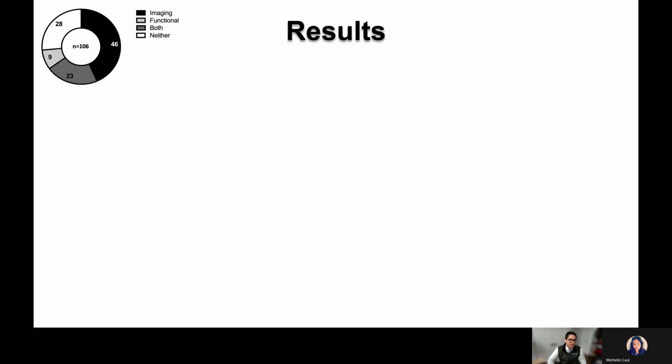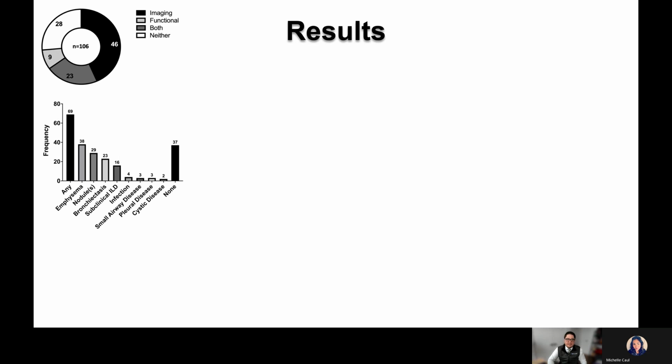I will mention that in this pie chart, this is not percentages, this is actually number of subjects. And so when I mentioned 74% of subjects had imaging or functional abnormalities, it is the number over the total of 106. 69 of 106, or 65% of our cohort, had imaging abnormalities, which was broken down by subgroups in this bar chart. Subclinical emphysema was the most common, followed by pulmonary nodules, bronchiectasis, and subclinical ILD.